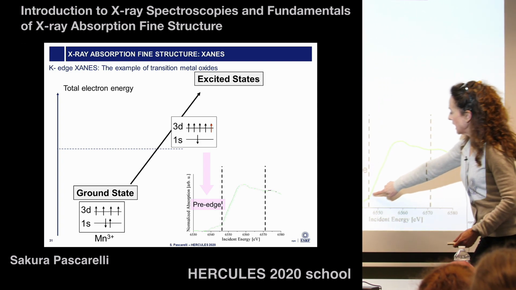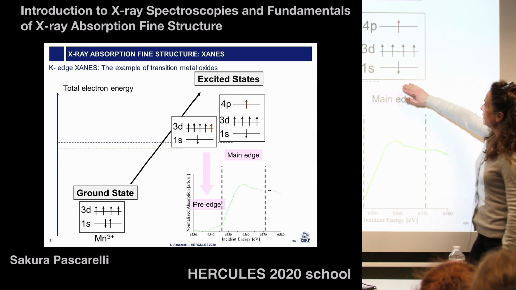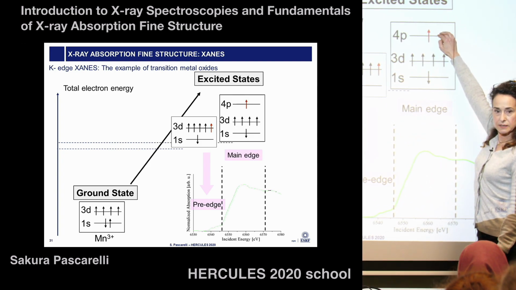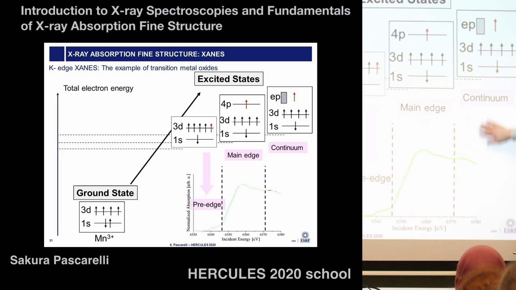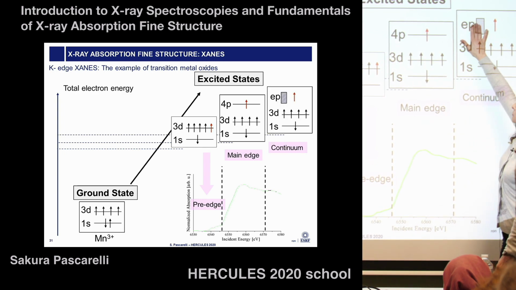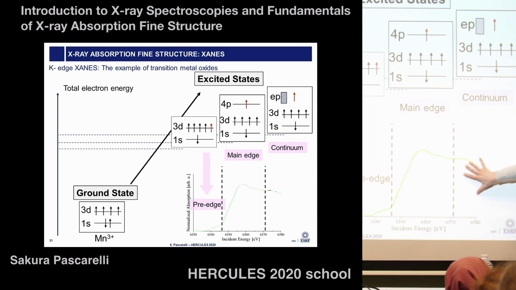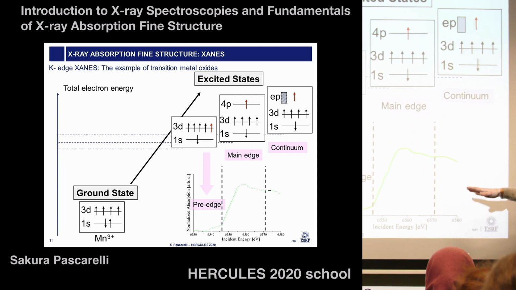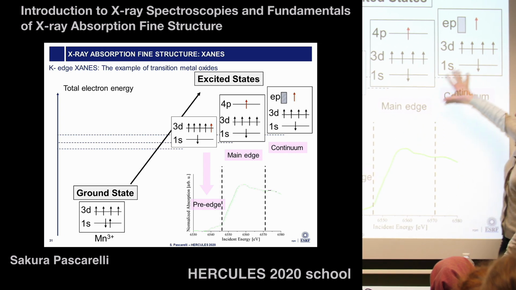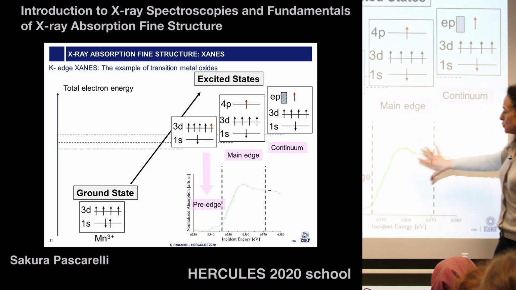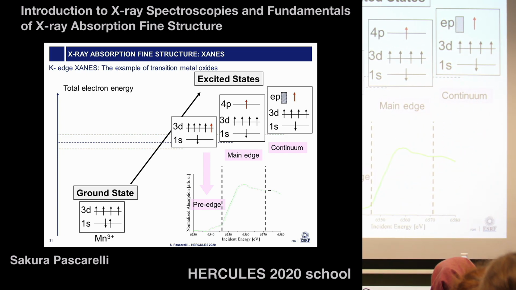Now, if you go to a little bit higher energy, then you can go to p states, the 4p, and even higher, the continuum. So these are continuum states with p symmetry. The intensity is much higher because these are dipole allowed. Okay, so this is the main edge, and this is the continuum. So this tells you what you're looking at when you're looking at the XANES.